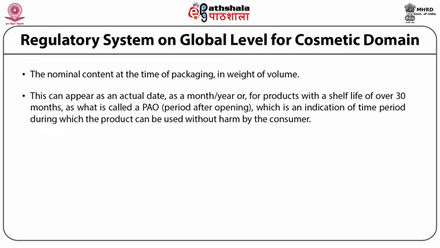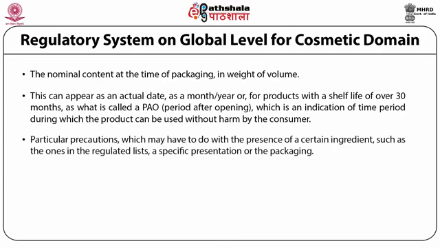This can appear as an actual date, as a month and year, or, for products with a shelf life of over 30 months, as what is called a PAO, period after opening, which is an indication of the time period during which the product can be used without harm by the consumer. Particular precautions may have to do with the presence of a certain ingredient, such as the ones in the regulated list, a specific presentation, or the packaging.